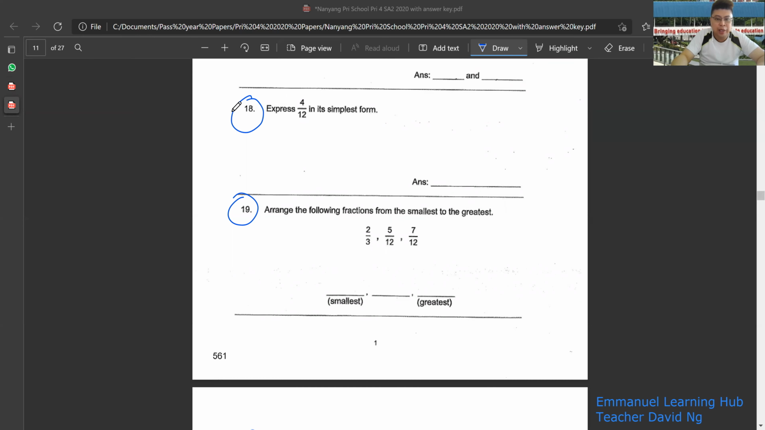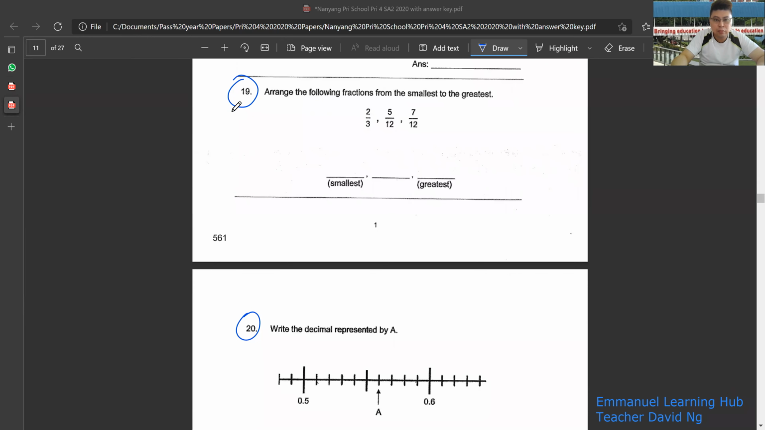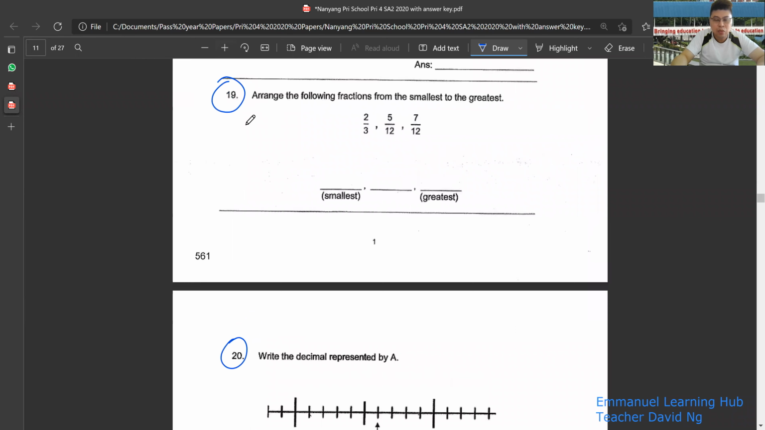Then question 19. Okay, they ask you to arrange the following fractions from the smallest to its greatest. What must you do? What would you do?